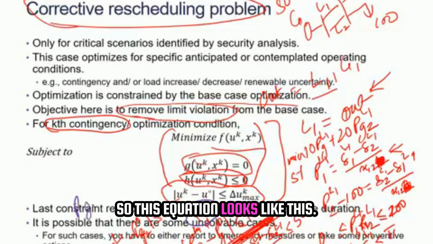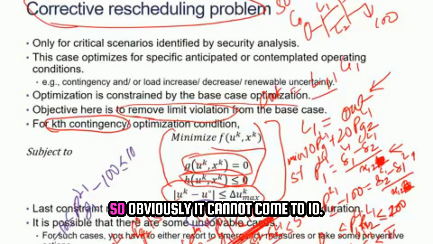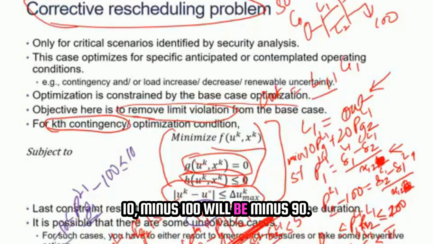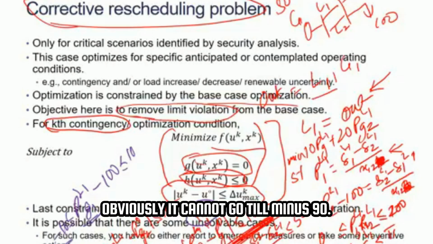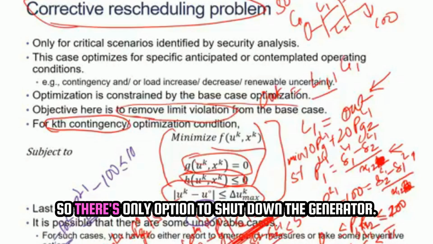So this equation looks like this. If I write it in numbers, it looks like this. Obviously it cannot come to 10. If it comes to 10, then it will be 10 minus 100, which is minus 90. Obviously it cannot go till minus 90. It is limited by just minus 10. Do you see this, Adam? Yeah. So you cannot do that. So there's only the option to shut down the generator.